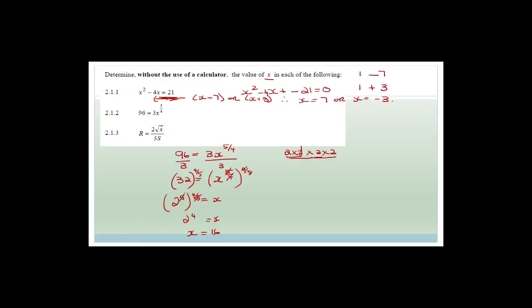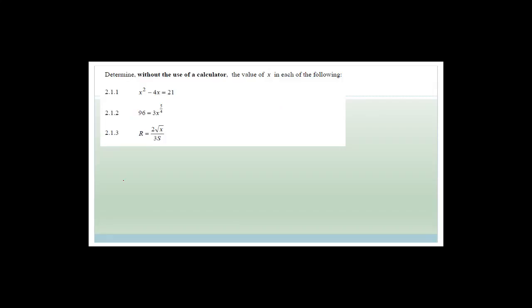Now they're asking us here to solve for x again without the use of a calculator. It would be very difficult to do this with a calculator because of the R and S in that. But we're solving for x. So the first thing we're going to do is, we have R is equal to 2 root x over 3s. So we multiply both sides by 3s. Then this cancels with this, and we've got 3sR is equal to 2 root x. We then can divide both sides by 2. So this cancels with this, and you're left with root x is equal to 3sR over 2.